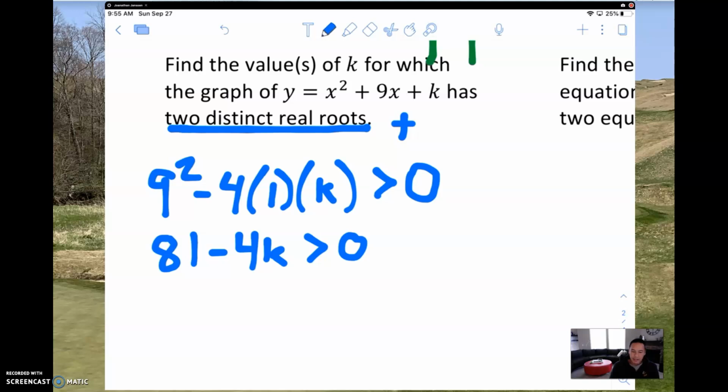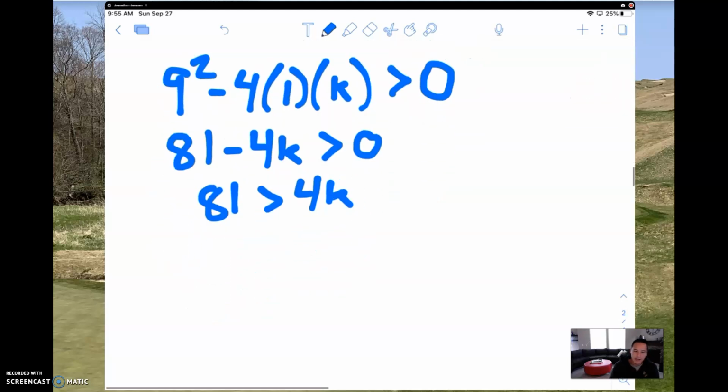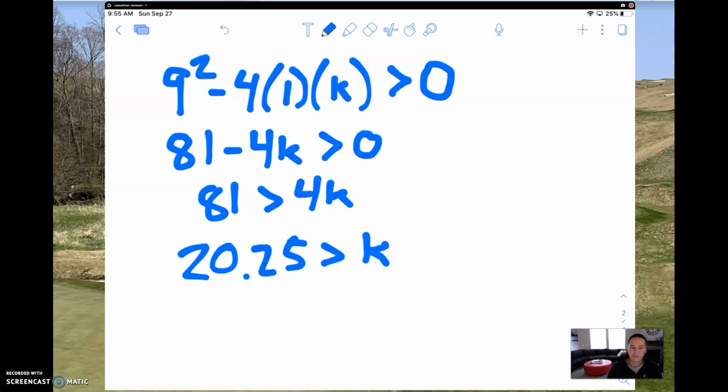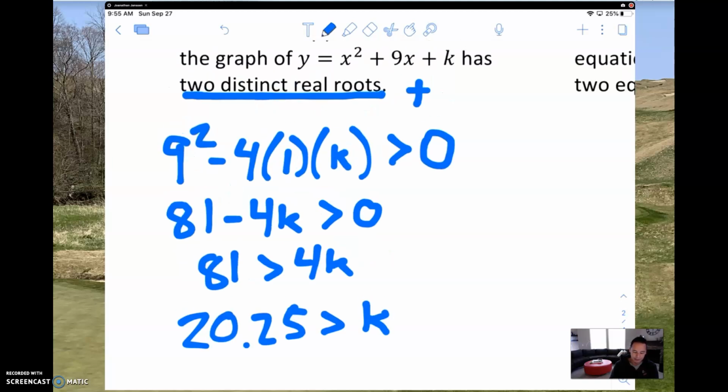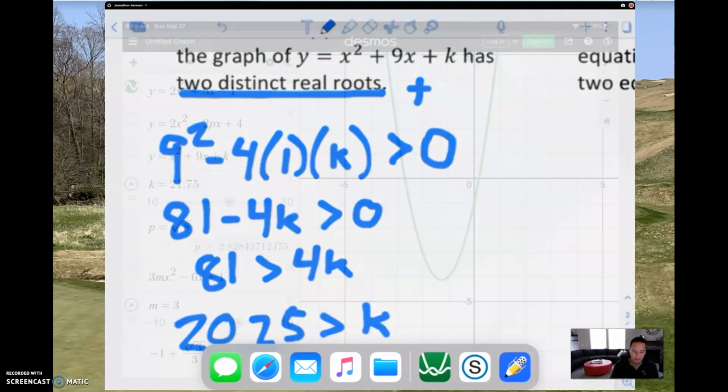If we add 4k to both sides, we have 81 is greater than 4k. And we can divide both sides by 4, and we get 20.25 is greater than k. Now, typically when I'm interpreting these, I like to read it from the variable where k is less than 20.25. So as long as k is smaller than 20.25, it's going to be 2 distinct real roots. And let's go ahead and take a look at what that one looks like.